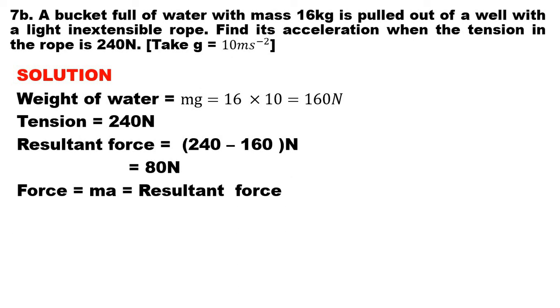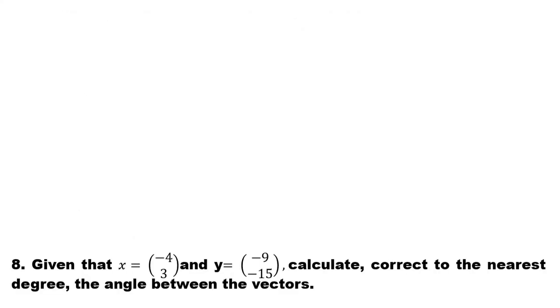Resultant force is given by mass times acceleration. So the mass we know is 16. Acceleration is what we are looking for, and we know the resultant force is 80. So if we divide through by 16, that gives us 5 meters per second square, and that is the acceleration when the tension in the rope is 240 newtons. Okay, all right, so go to number 8.